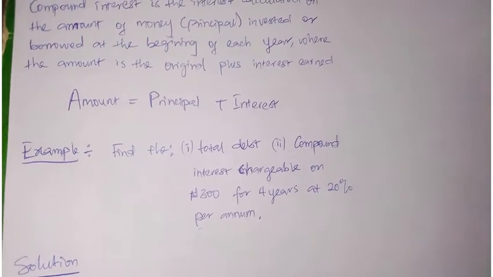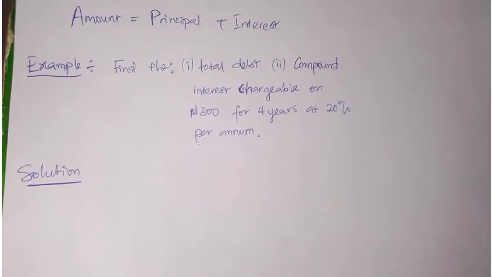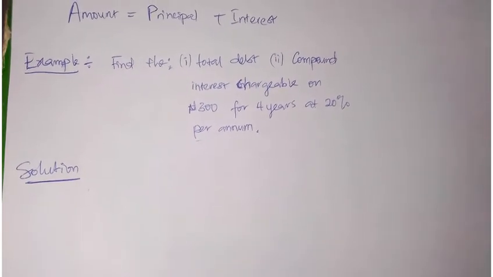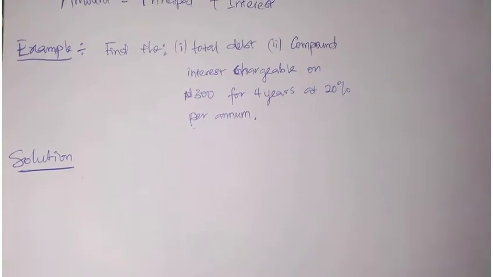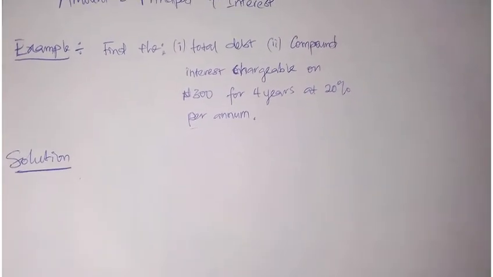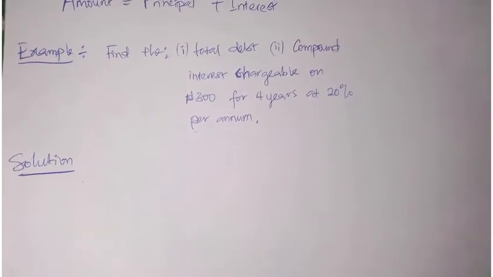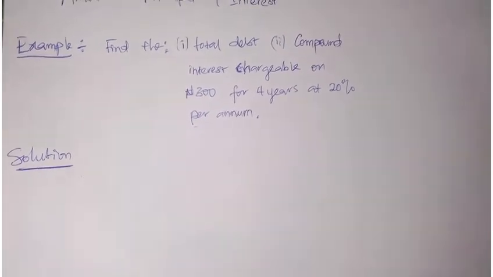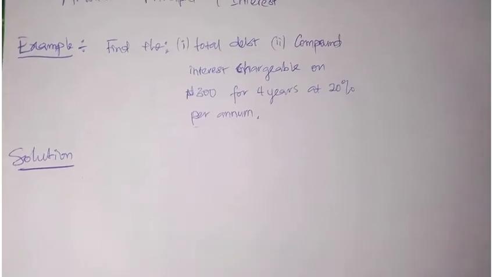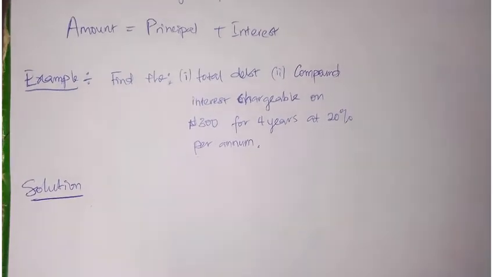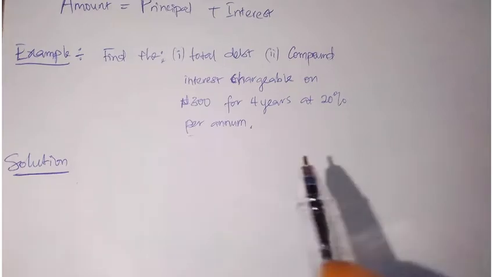So when we talk about per annum, it means I'm going to be solving it individually. For the first year, I'll solve. For the second year, I'll solve. For the third year, I'll solve. And for the fourth year, I'm going to solve. Now, for each of those years, the time is 1, 1, 1, 1. For each of those years, that is to represent our time. And we have two methods of solving compound interest. One is this one. The second one is the formula method, where I'm going to be introducing a formula to solve the question. But for this question, let's see how I'm going to solve it. I'm to find the total debt, and number 2, to find the compound interest chargeable.